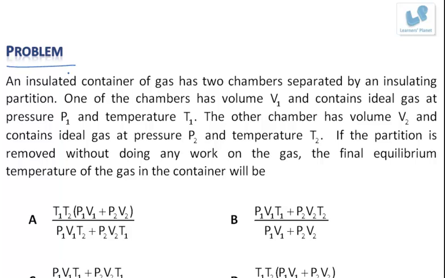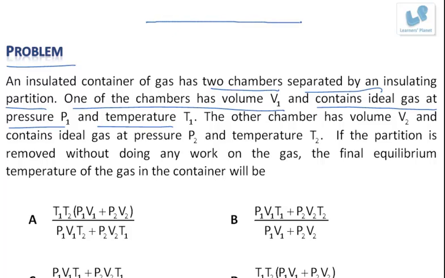Now let us look at the next problem. An insulated container of gas has two chambers separated by an insulating partition. One of the chambers has a volume V1 and contains ideal gas at pressure P1 and temperature T1.